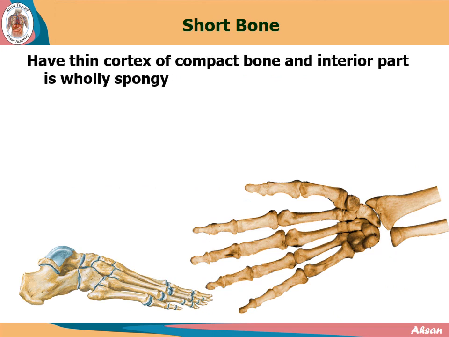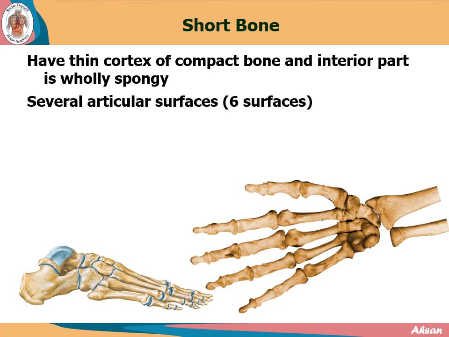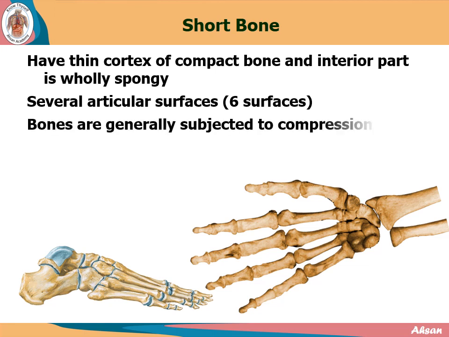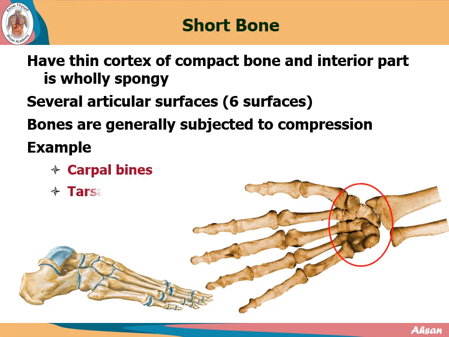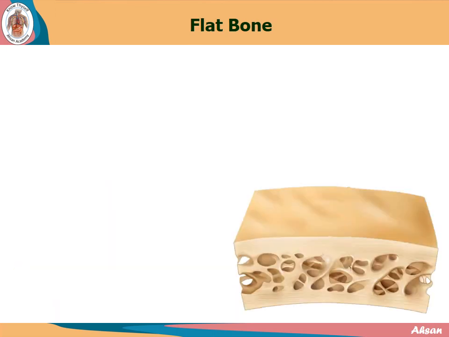Short bone. These are small bones present in the pressure areas and have several surfaces for articulation. Usually there are 6 surfaces. They are compressed in nature, and they are under pressure near the joints. These examples include the carpal bones of the hand and tarsal bones of the foot.